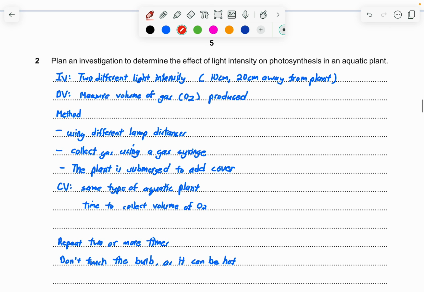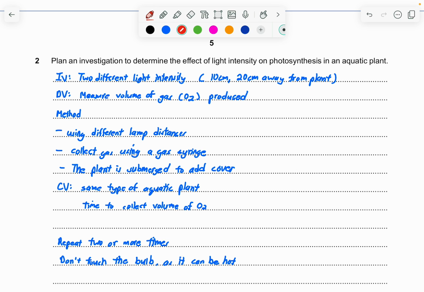So this is another 6-mark question, planning an investigation which relates to light intensity. If you have done a lot of past year papers, the light intensity mechanism is always the same, where we always use a shining light or a light source and we control the distance of the light intensity. So for this case, the IV will be two different light intensities. I've stated 10 centimeter or 20 centimeter away from the plant.